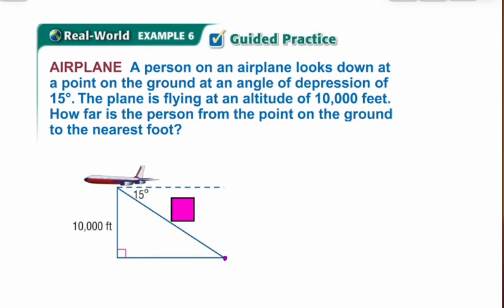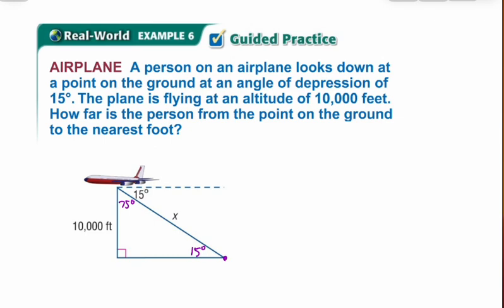How far is the person from the point on the ground to the nearest foot? So they want to know how far is the person on the ground from the plane. So we are looking for the hypotenuse. Now you'll notice our angle is not in the triangle. Don't expect it to be. These always add up to 90. So you are welcome to put 75 up here if you want an angle in your triangle. But because alternate interior angles are congruent along a transversal, you could also put the 15 degrees down there.